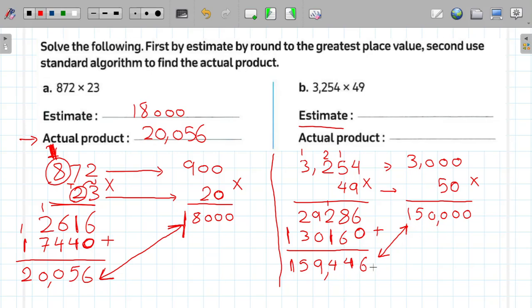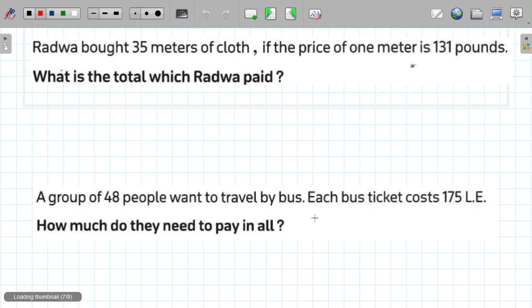So we will find that it's very close to each other, so our actual result is very reasonable. So we will write our estimation, it will be 150,000 like this, and our actual result is 159,446. Okay, so next I want to find the product of these numbers to find the answer for our questions.